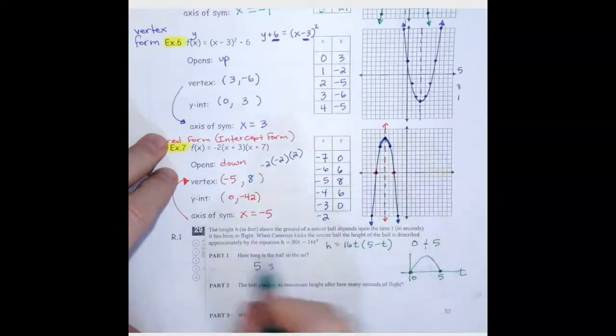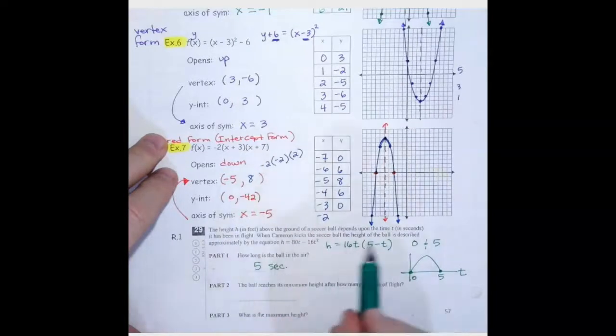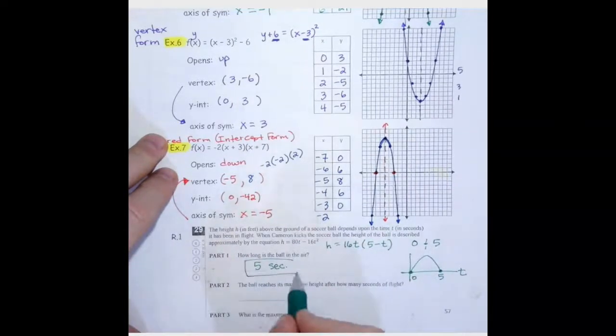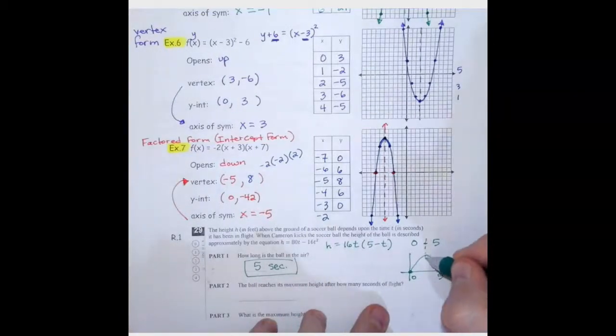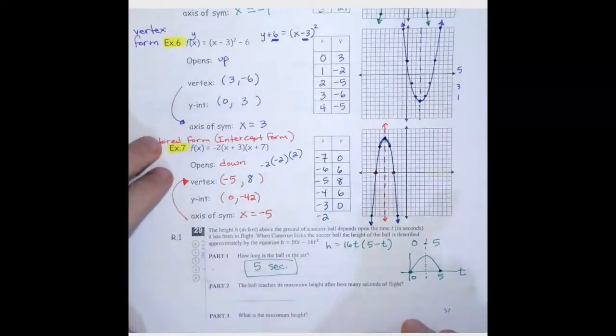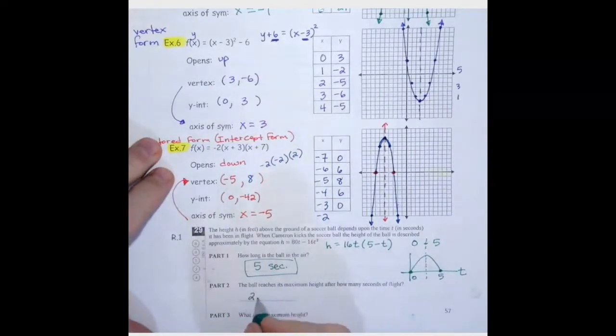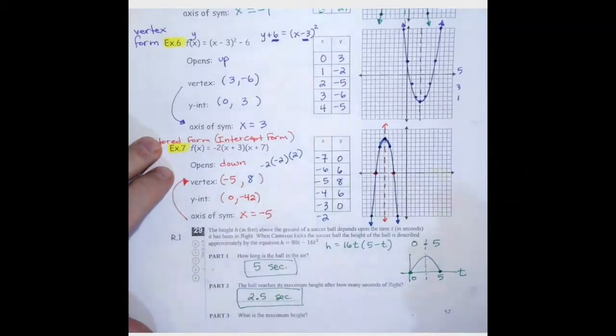Is that because it would bounce more than once? So 5 seconds. Does it say seconds? Yeah. Okay, ball reaches its maximum height after how many seconds? Well, if you think about it, the vertex would occur right in between there. So that would be 2.5 seconds, halfway, when it reaches its maximum height.